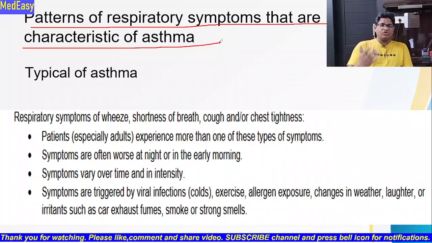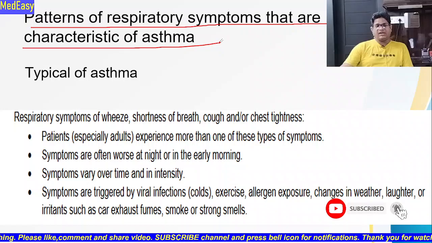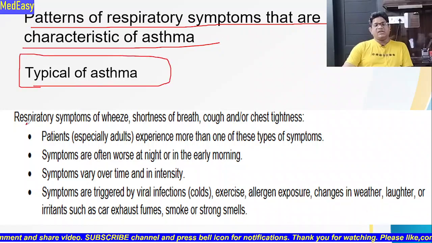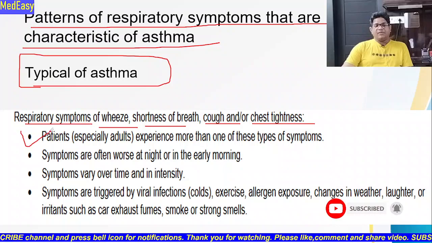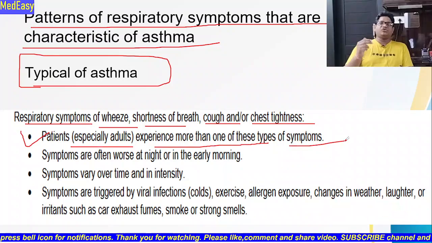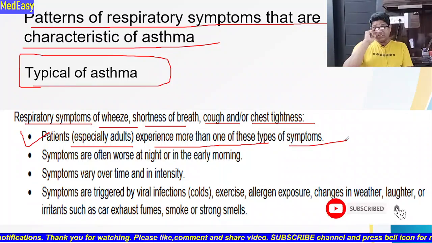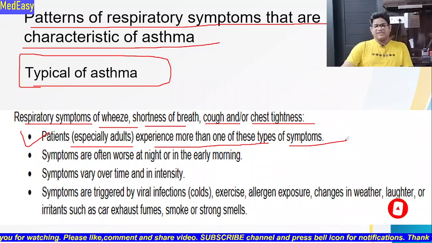These patterns of asthma are classical and characteristic of asthma, and these typical symptoms are very typical of asthma. These are typical respiratory symptoms of wheezing, shortness of breath, cough and or chest tightness, and the patient, especially an adult, experiences more than one of these symptoms. If the patient has had such symptoms more than once, in the past or at any time, then they are very characteristic and very classically seen in asthma.